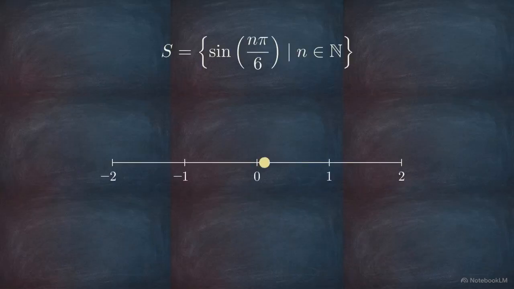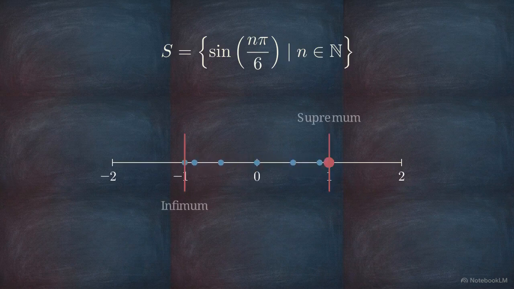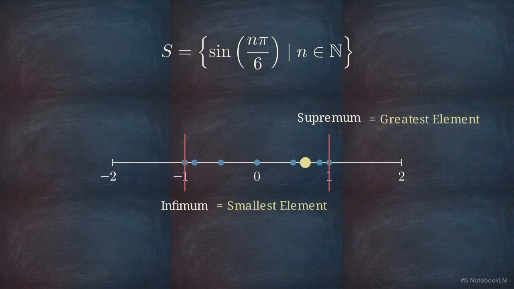This new number line maps an oscillating set, the sine of n times pi over 6. The dots bounce rhythmically back and forth. The pattern fluctuates, but the framework instantly isolates the supremum at 1 and the infimum at -1. Because the sine wave explicitly lands on these boundary numbers, they act as both the supremum and infimum, as well as the greatest and smallest elements.